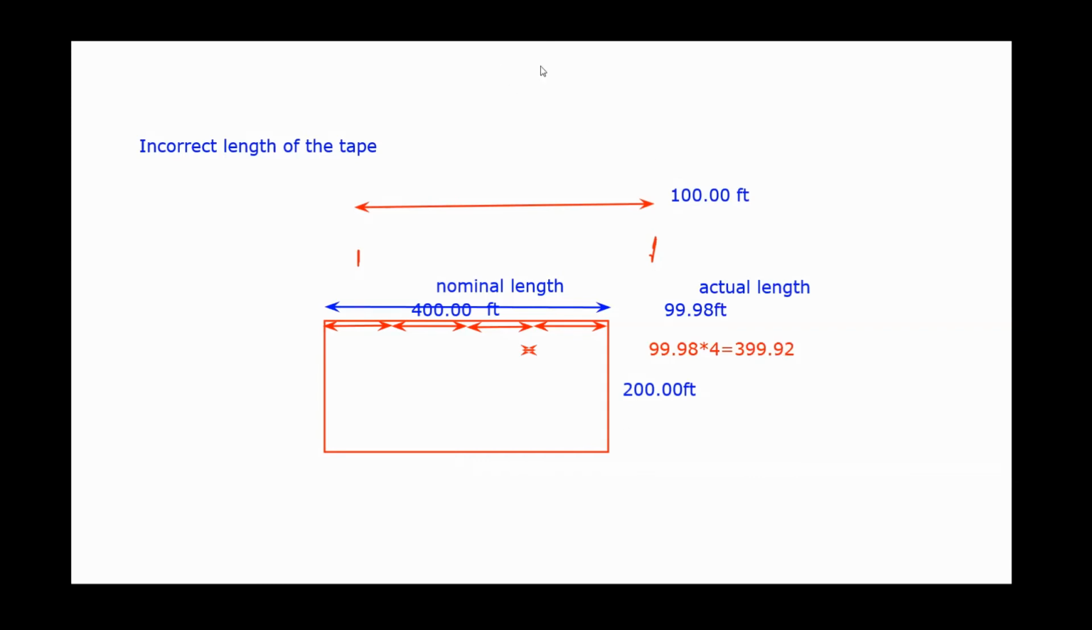How about the 200 here? Well, the first one here, you laid down 100. The second one here, you laid down another 100. But this 100 wasn't actually 100, it was 99.98. The second one was also 99.98. So it turns out that your 200 is what? Think about it till I draw it here.